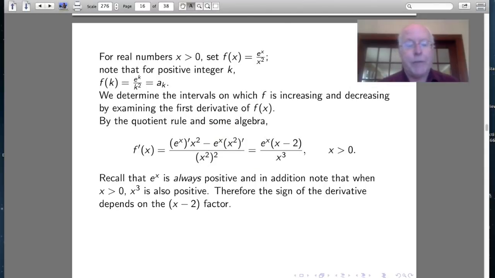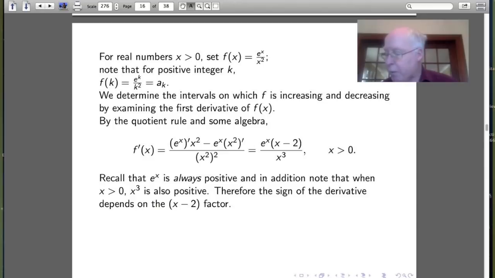Recall that e to the x is always positive. It doesn't matter what the x is. And in addition, note that at least when x is bigger than 0, the x cubed is also positive. So the algebraic sign of this derivative is going to depend only on the x minus 2 factor. Again, as long as x is bigger than 0, if x minus 2 is positive, the derivative will be positive. And if x minus 2 is negative, the derivative will be negative.